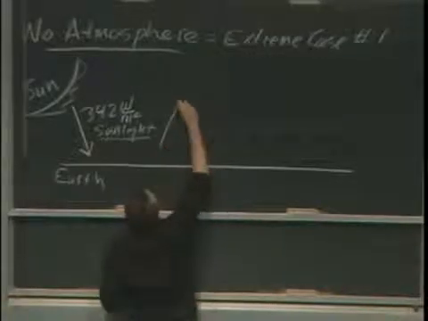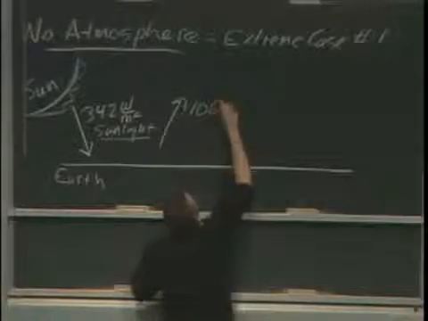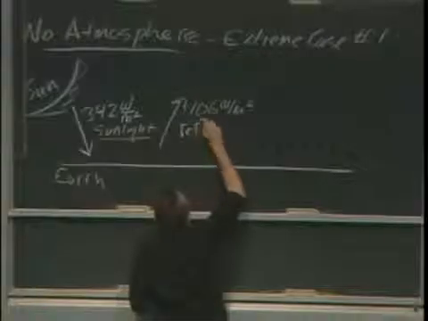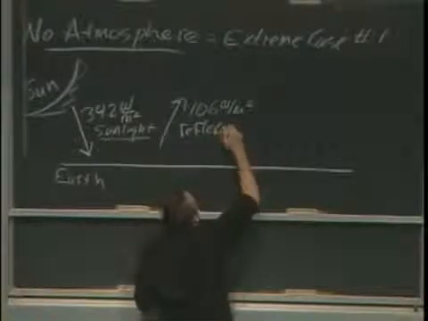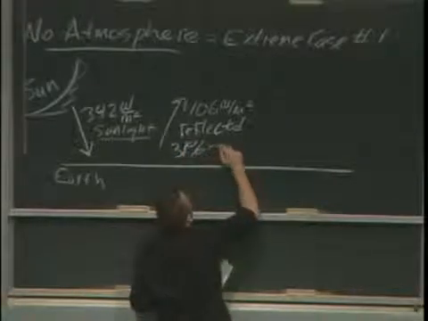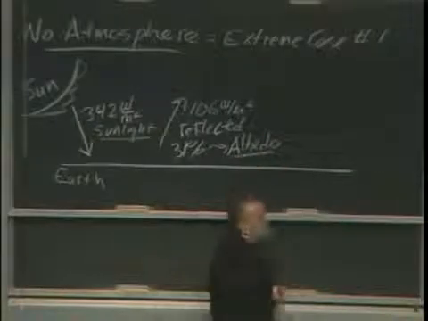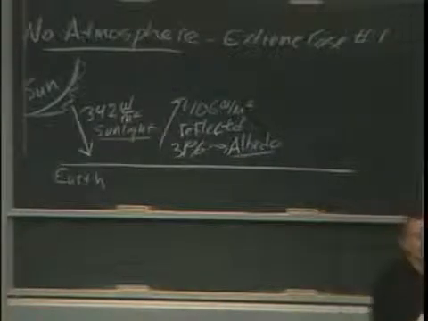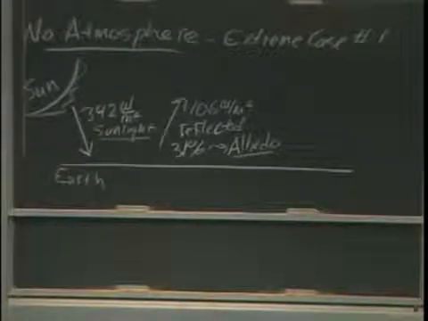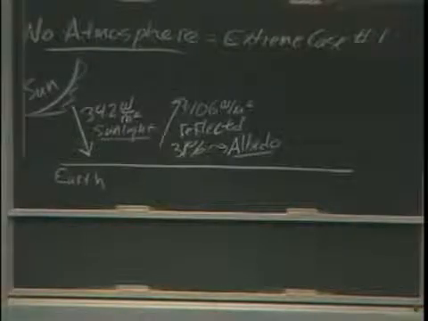It reflects about 106 watts per meter squared. So that's just reflected sunlight, and that is 31% of the overall sunlight. This factor is called the albedo. And it turns out to be a really important factor. We'll come back and talk about that. So albedo is the fraction of the incident sunlight that gets reflected back to space. For the average of the Earth, it's about 31%.